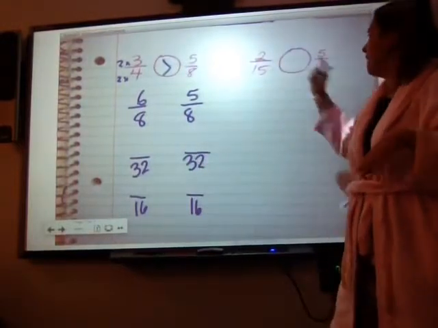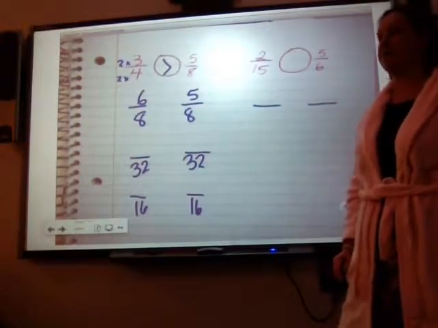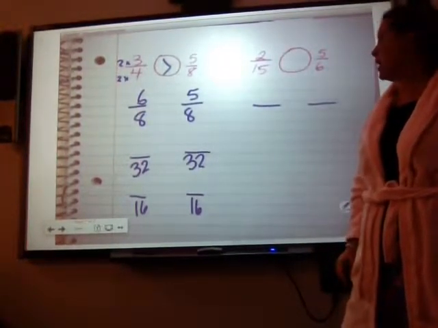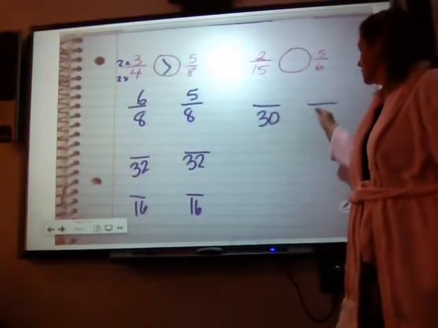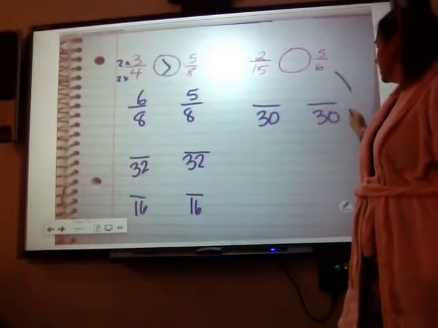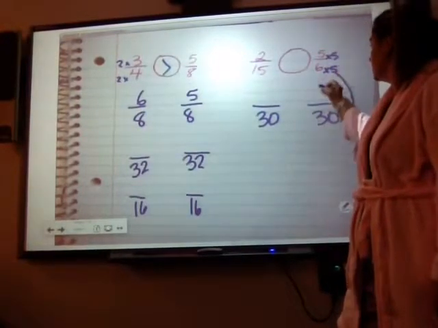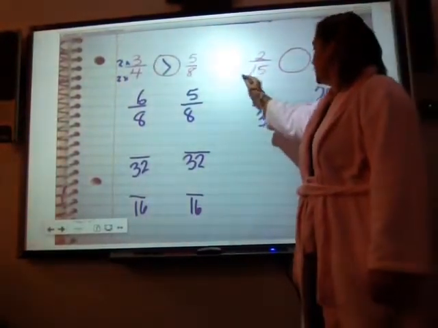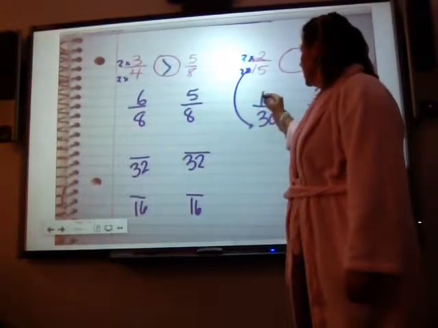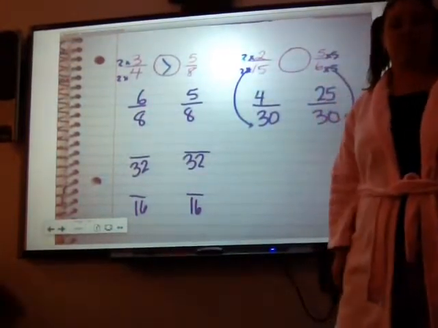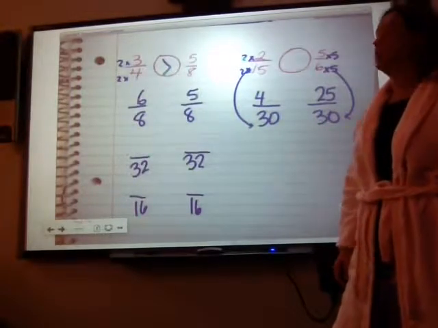All right. What about 15 and 6? What is my common denominator that 15 and 6 can both make? Mr. Cook? 30. Absolutely. What did I do from 6 to make 30? Times 5. Whatever you do to the bottom, you must do to the top. And 15 to get to 30? Times 2. Whatever you do to the bottom, you must do to the top. Ladies and gentlemen, once again, this is solely based on multiplication.